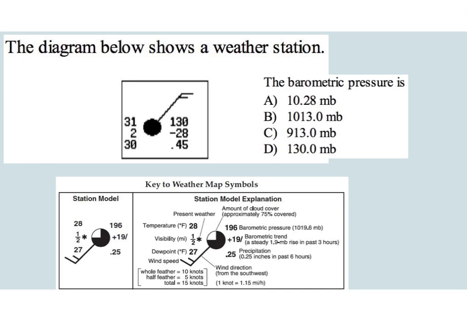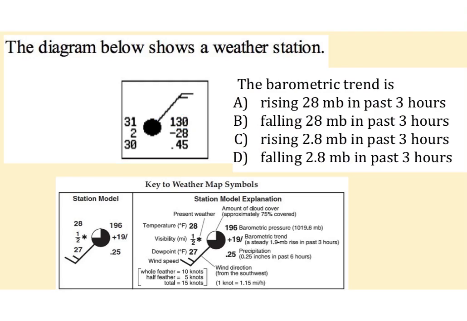All right, hopefully you got that right. So you're looking at this code right here. And if you remember, that first number tells you what number to add in front of it. Since it's less than 5, I am going to put a 10 in front, and then I'm going to put a decimal in between the last two numbers. So it should be 1013.0 millibars. So answer B was correct.